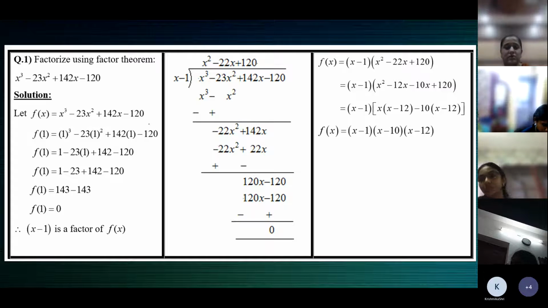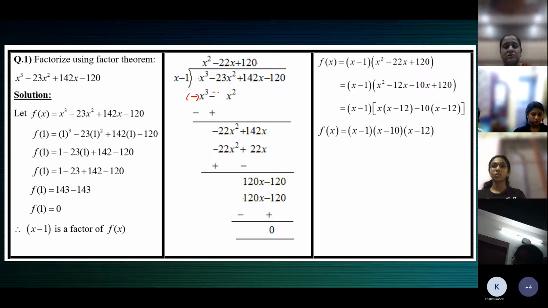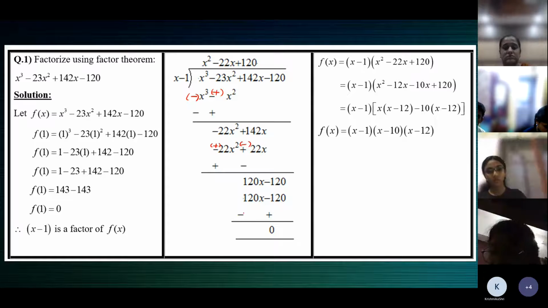This changed sign, you can write it here itself. Please write it here. Put a bracket and change the sign here like this. Don't put it down here.